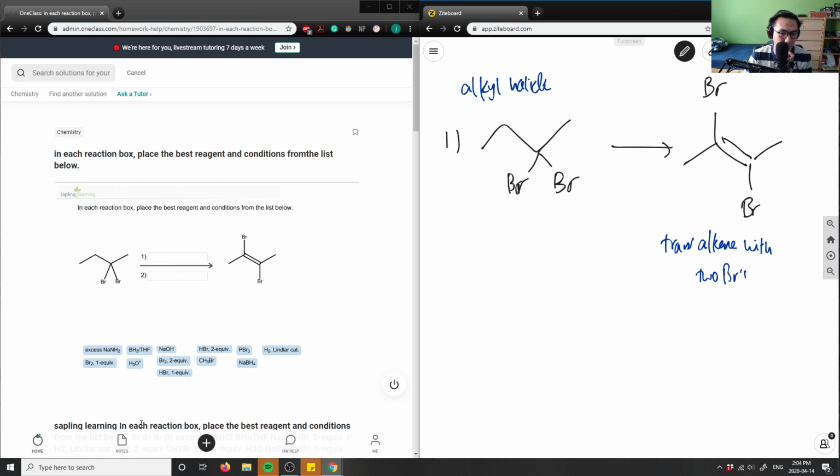CH3Br does not react with an alkene. Alkenes don't react with each other. NaBH4 would be simply a reducing agent, and I don't have a carbonyl group here. So the only option here is actually NaNH2. This is sodium amide. And what does sodium amide do? It's going to eliminate my bromines here. So if I look at it, I can add here this NaNH2.